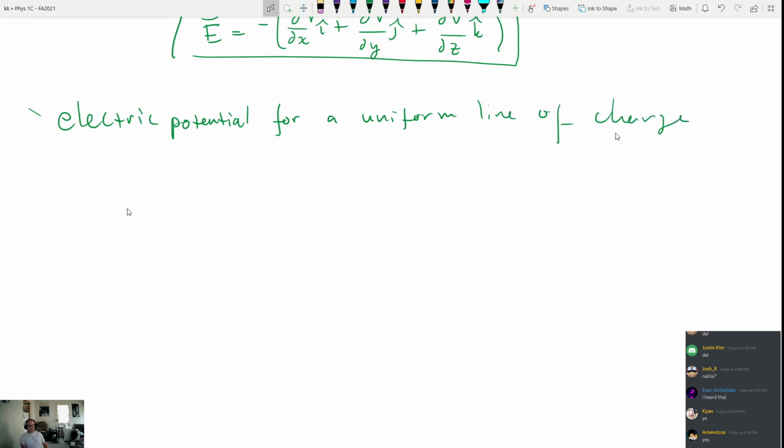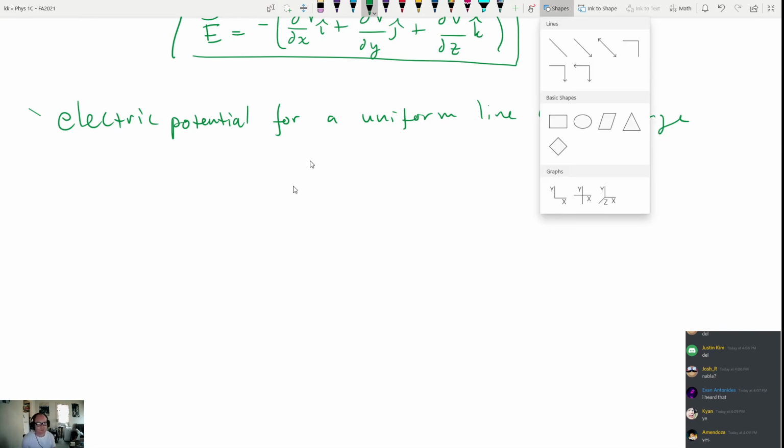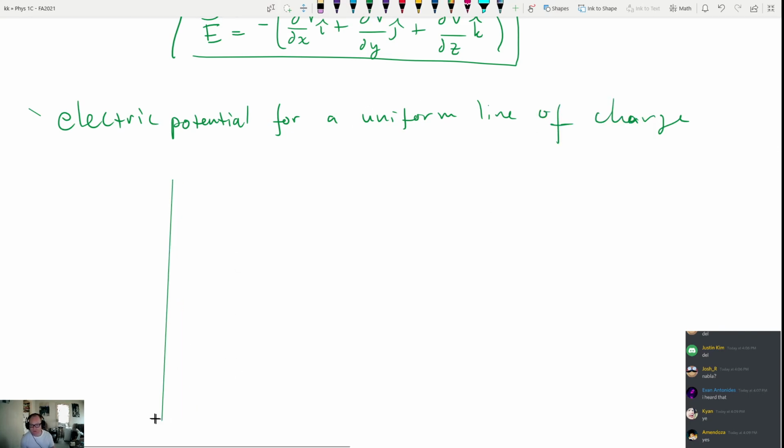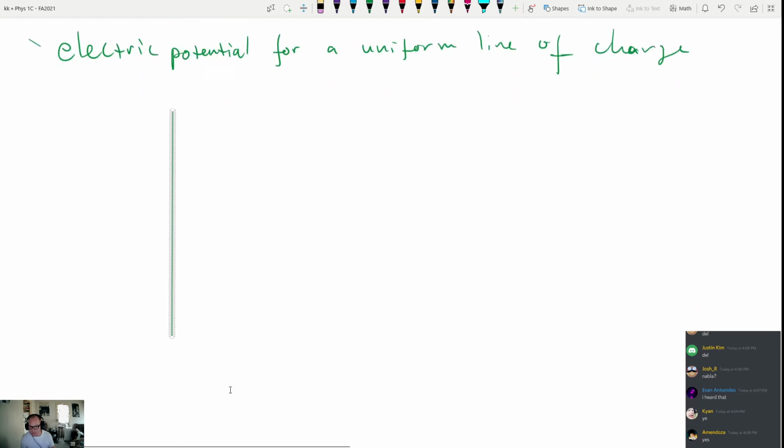So to repeat a calculation we've done before, but using it for potential, we want to find the electric potential for a uniform line of charge. So this one's a little bit easier than the one we did before. And with the amount of experience you all have with this stuff, I suspect this will be quite simple for you. So we start off with a line right here. Okay. So we have the line.